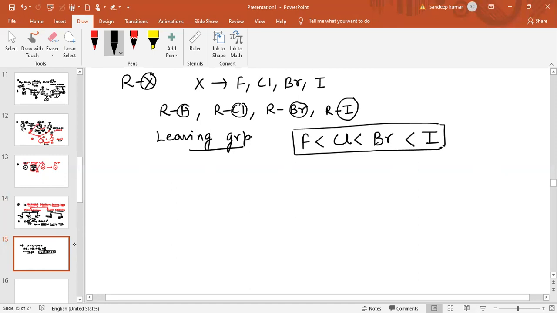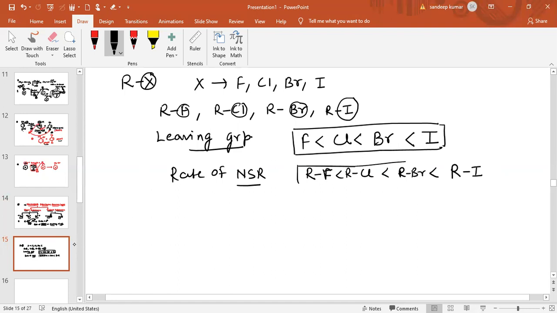So we can say the rate of nucleophilic substitution reaction is fastest in case of RI and slowest in case of RF, with RCl and RBr in between. So this is the order of rate of nucleophilic substitution reaction.